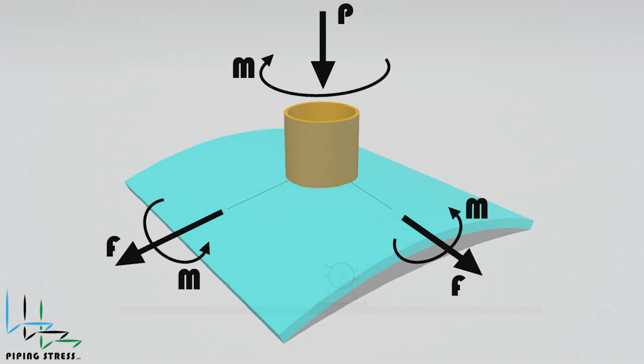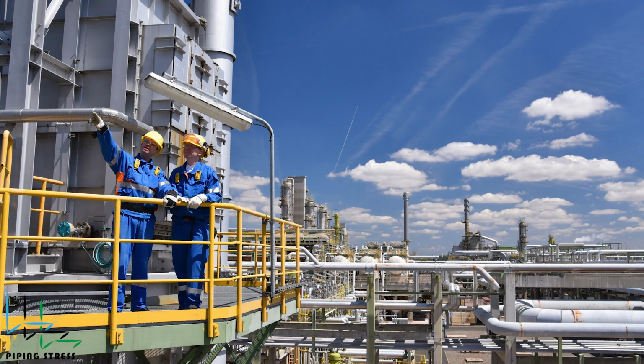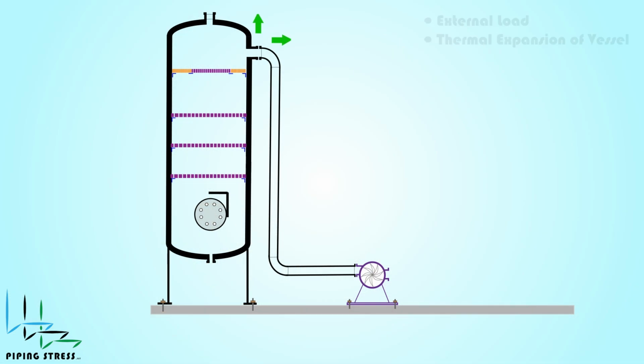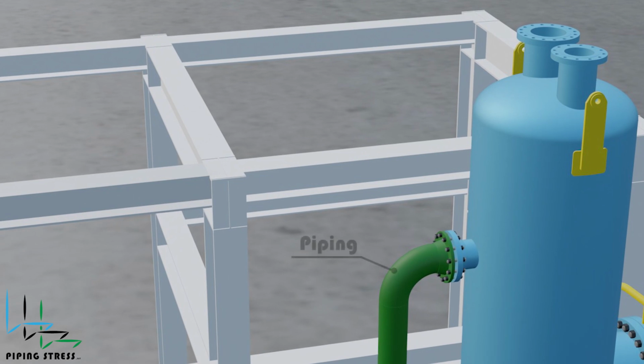The effects of the piping loads are the weight of the pipe itself and thermal expansion. The effect of the vessel loads on piping is due to external forces and thermal expansion of the vessel. Stress analyses should consider the piping design, nozzle connection, and shell together.